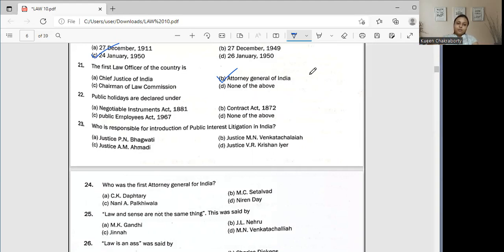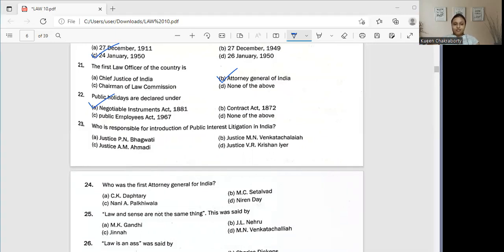Now moving to question number 22. Public holidays are declared under Negotiable Instruments Act 1881, Contract Act 1872, Public Employees Act 1967, or none of them. We all know that public holidays are declared under the Negotiable Instruments Act of 1881. Which and when will be the public holidays? It's under the Negotiable Instruments Act of 1881.